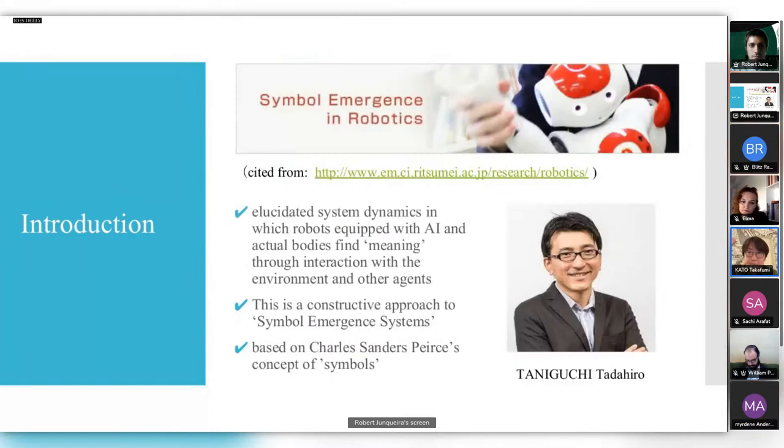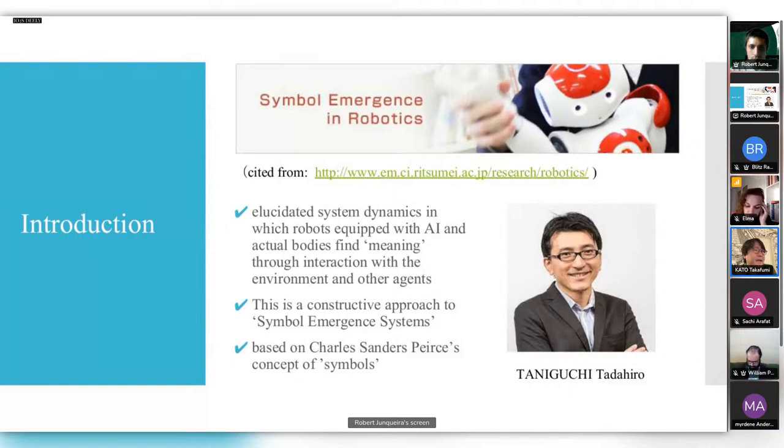Japanese robotics researcher Taniguchi Tadahiro has proposed the theory of symbol emergent systems since around 2010 and has elucidated system dynamics in which robots equipped with AI and actual bodies find meaning through interactions with the environment and other agents. Robots with such functions have been realized to a certain extent. Symbol emergence in robotics promoted by Taniguchi can be said to be at the intersection of AI and robotics. The notion of symbols is crucial not only for semiotics, but also for AI.